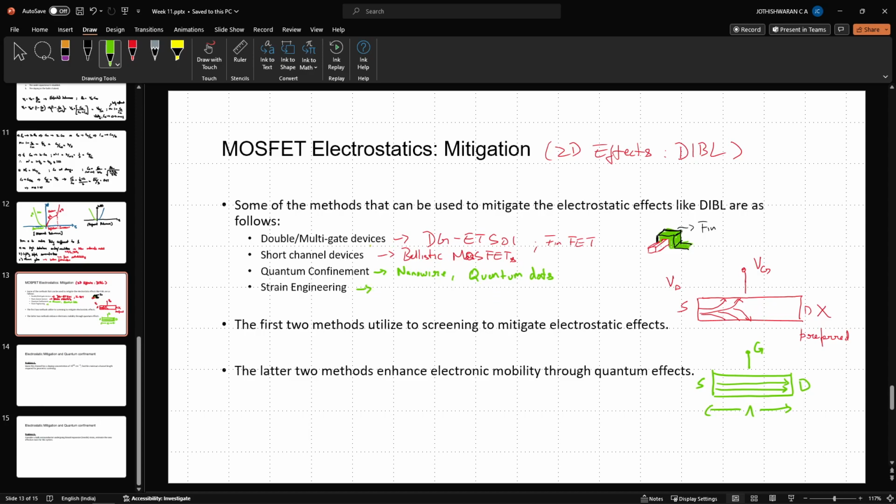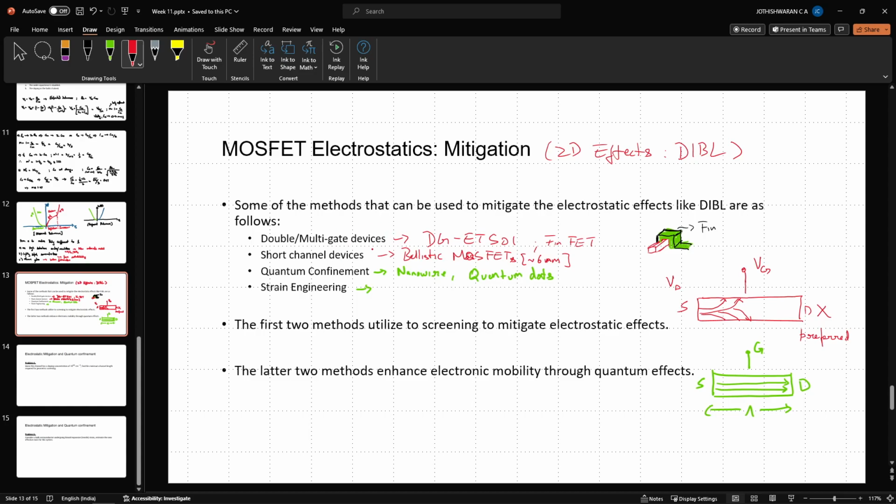Now again, double gate and short channel devices are kind of a thing now. By short channel, what I mean is this should be 6 nanometers or lesser. This comes from the thermal de Broglie wavelength of an electron. People who are aware of industry trends would know that for a very long time, we have been operating below 10 nanometers. For FinFET, I think the standard these days is 7 or 5 nanometers. So we are very much in this range.